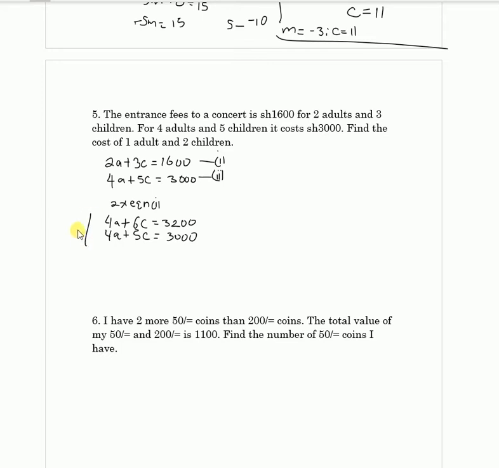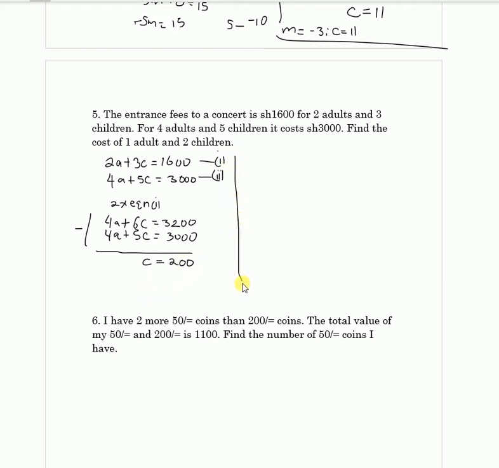Now you can see that I've got two terms that are similar. I can subtract them now. This is the first equation just multiplied by 2, so that I can have this and that similar. So when I subtract, this minus that is 0. I simply have 6c minus 5c, which is c, is equal to 3200 minus 3000. I get 200. So basically c is 200.